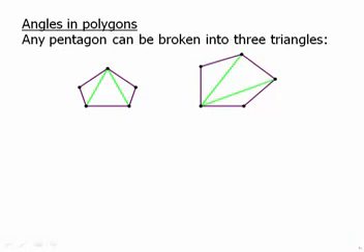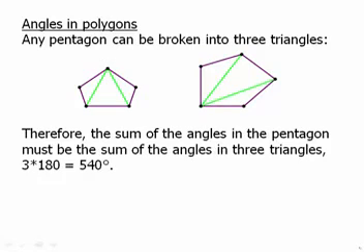Any pentagon can be broken into 3 triangles. So from any single vertex, we can draw 2 diagonals. That divides it into 3 triangles. And therefore, the sum of the angles in the pentagon must be the sum of the angles in 3 triangles. 3 times 180, which is 540. That's a good number to know.